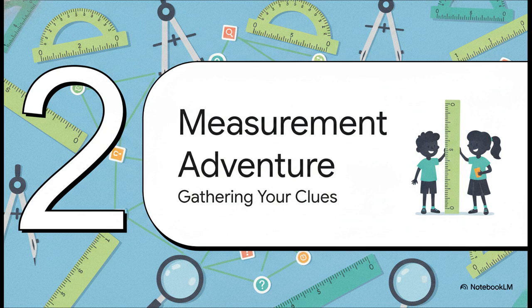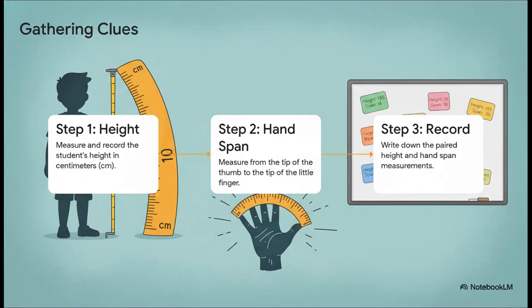This is the hands-on part of our investigation, where we collect the raw information that's going to help us solve this whole puzzle. The process is actually pretty straightforward, but you've got to be precise. First, we measure a student's height, let's say in centimeters. Then we measure their hand span. That's when you spread your fingers out wide and measure from the very tip of your thumb all the way to the tip of your pinky. Each person gives us one pair of clues.